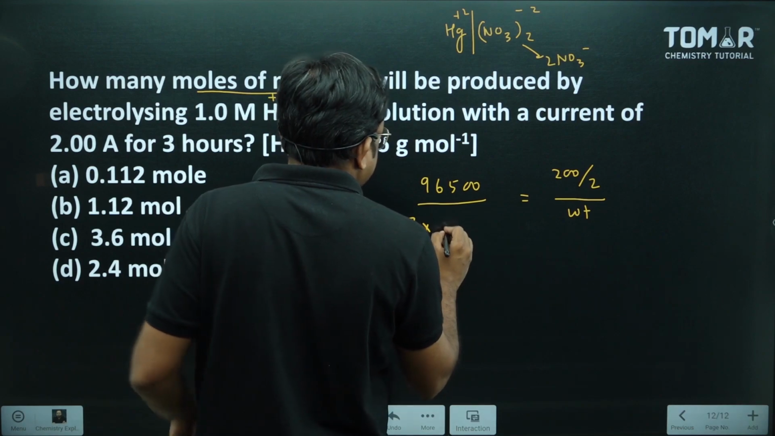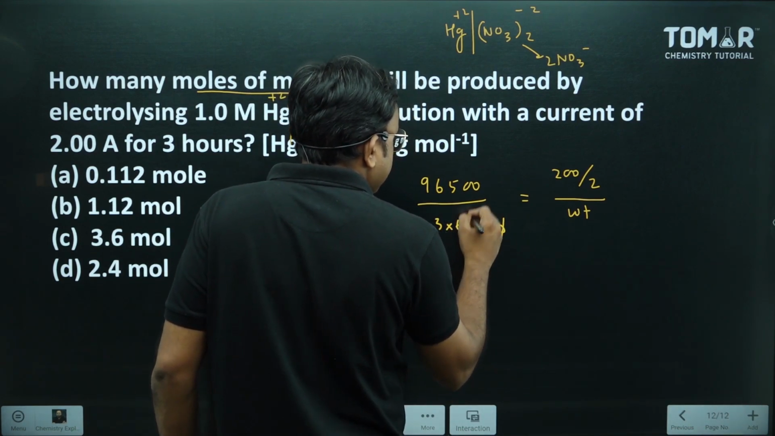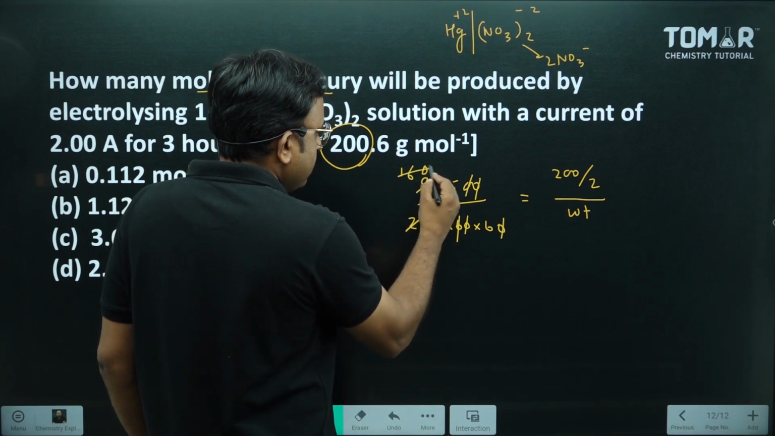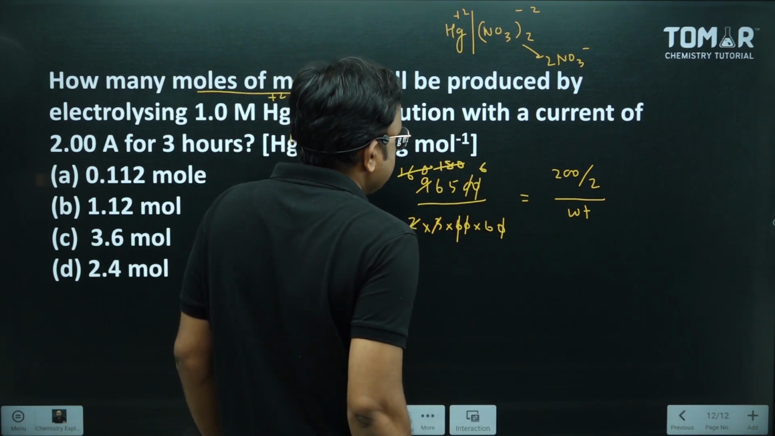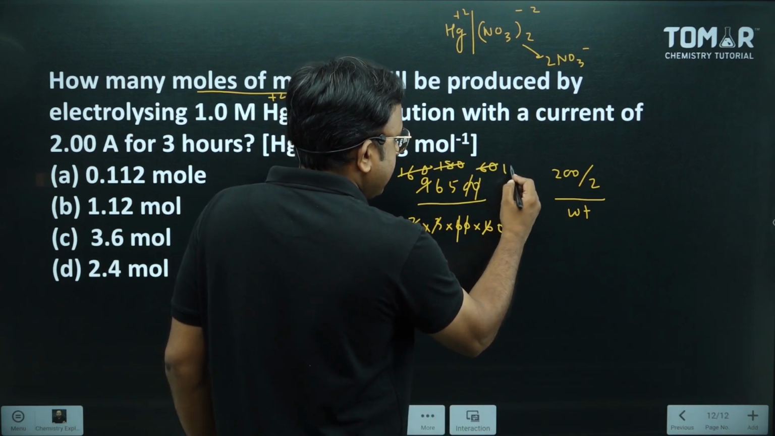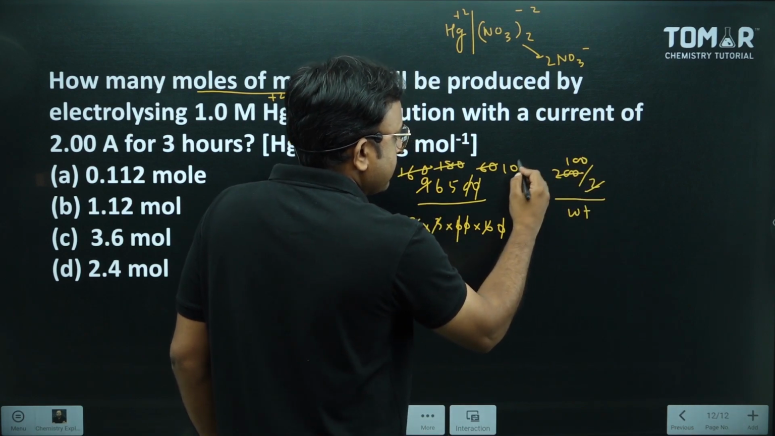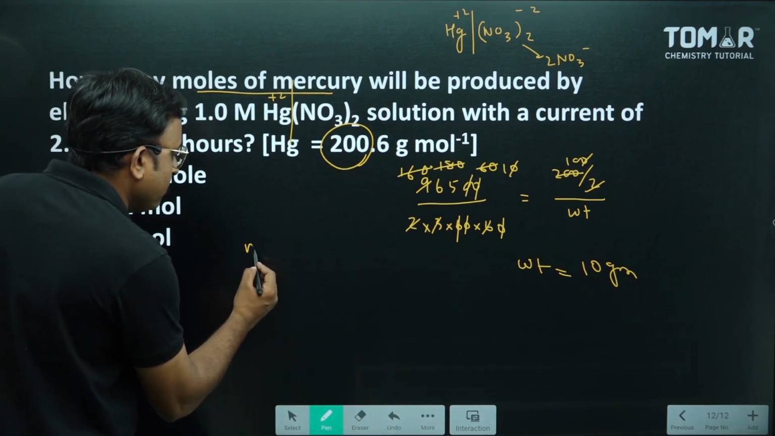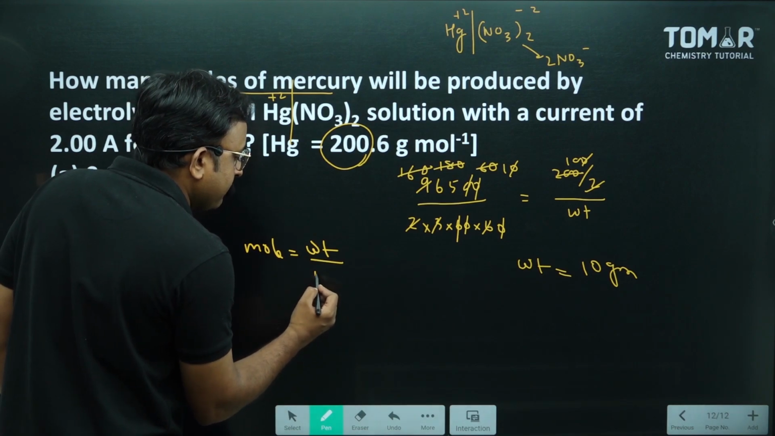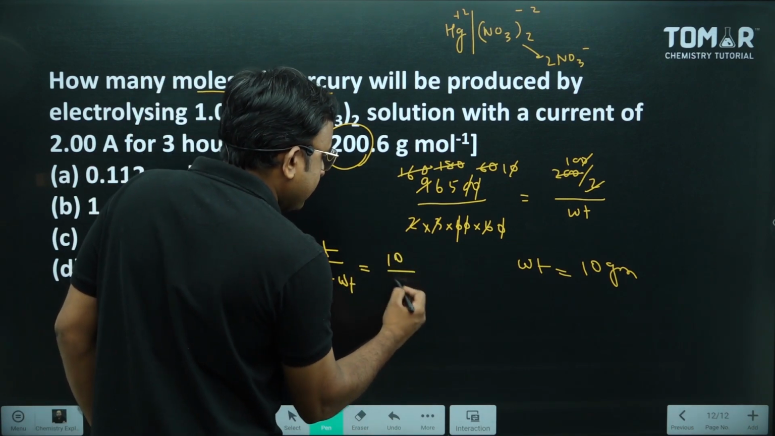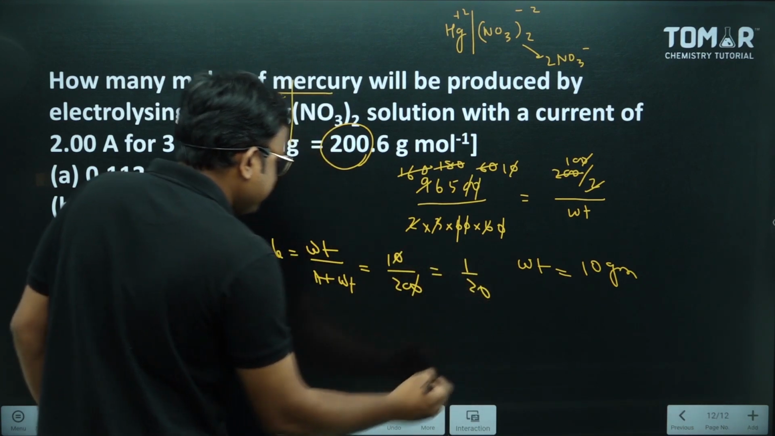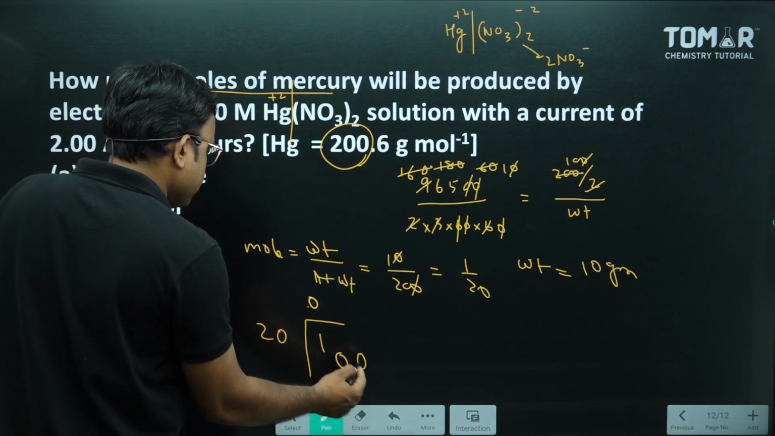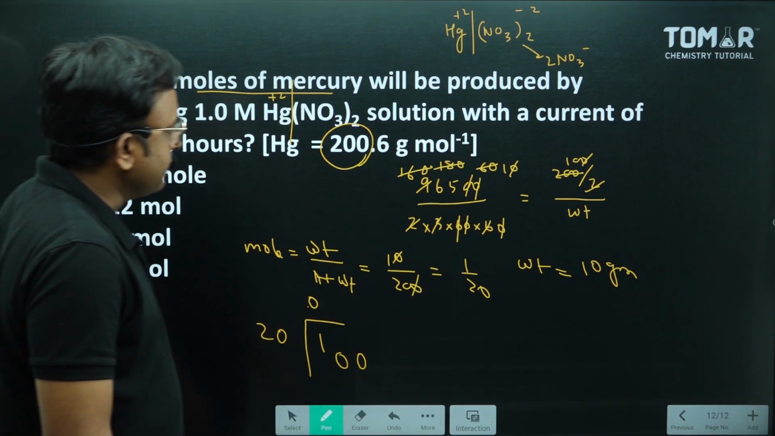Now, current is 2 ampere and time is 3 hours, 3 into 60 into 60. Divided by 6 1 ja 6, 6 6 ja 36, it is 0. 2 180, 3 6 ja 18, 0. Or 6 10 ja, into 100, the weight is equal to around 10 gram. We have to find the mole. Mole is weight divided by the atomic weight of mercury. 10 divided by 200. So mole is 1 by 20. 1 by 20 is 1 by 100.